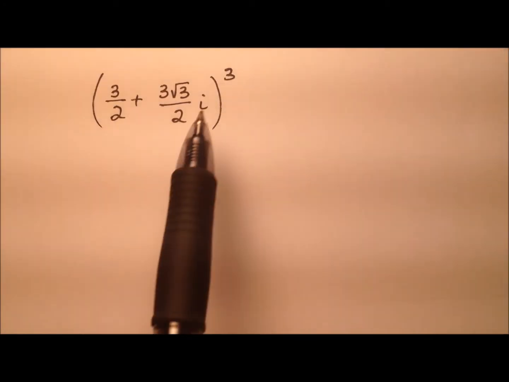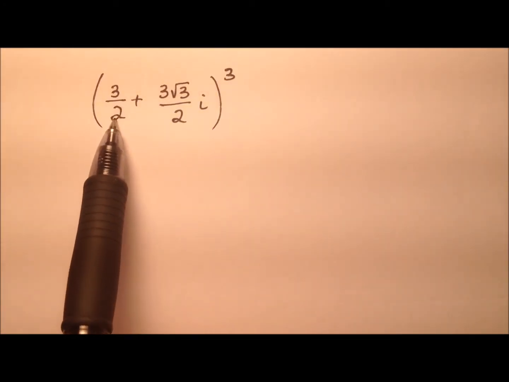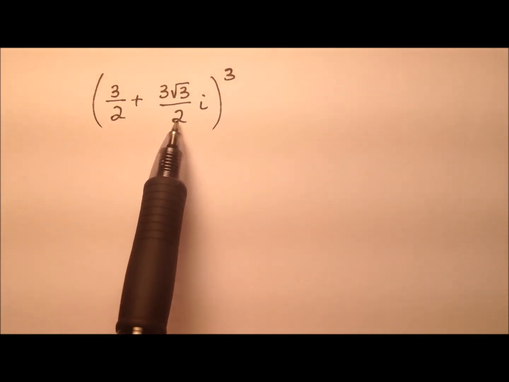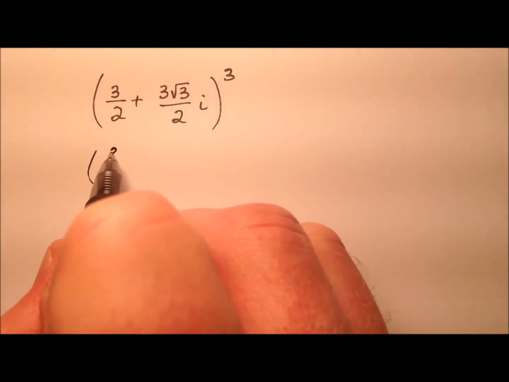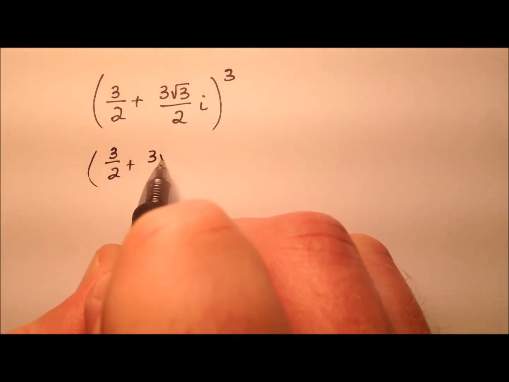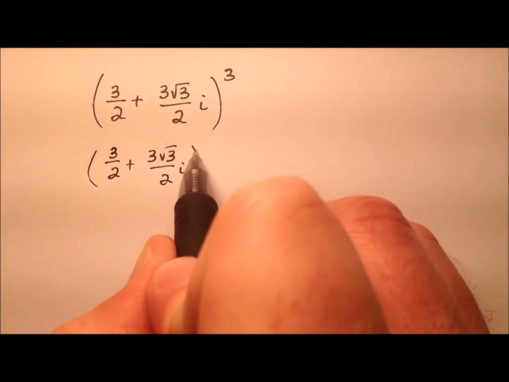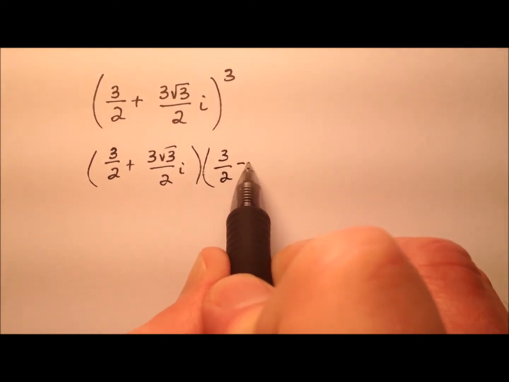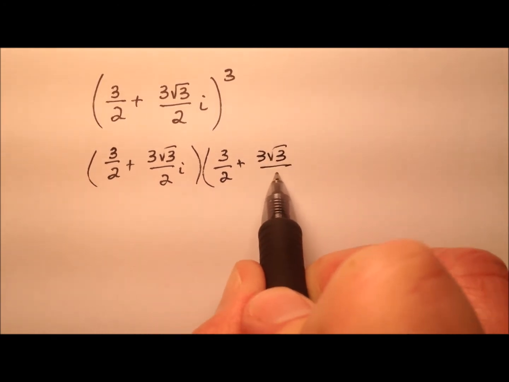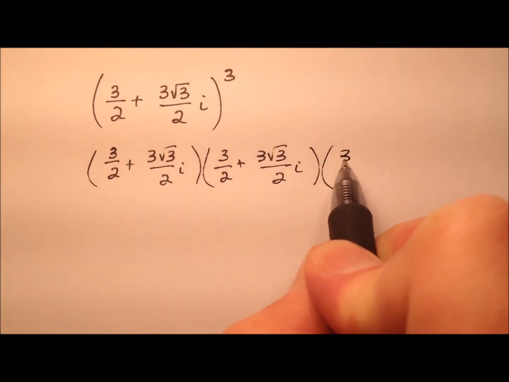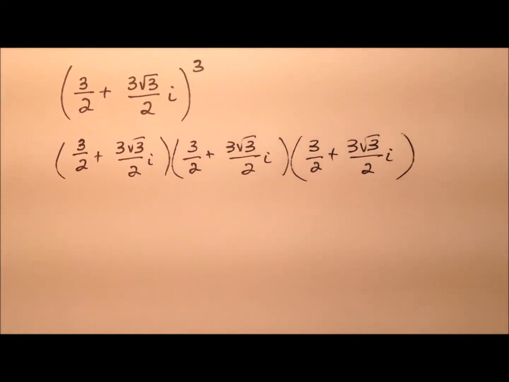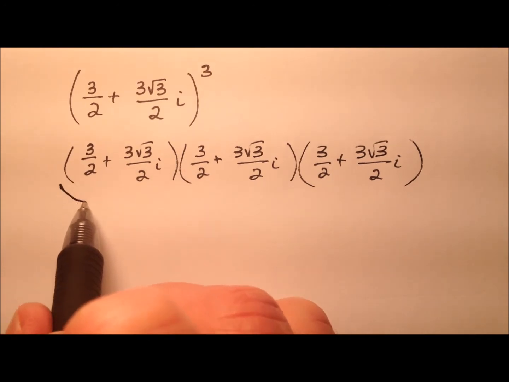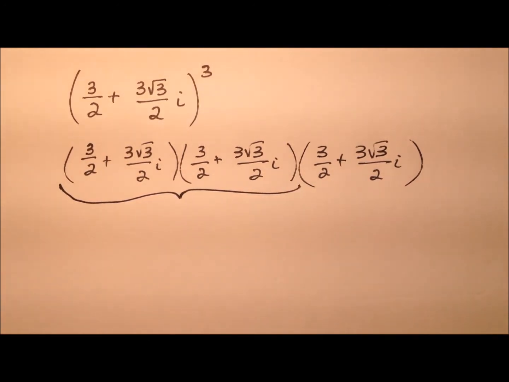In this example, we're going to cube the complex number 3/2 plus 3 radical 3 over 2 i. So in order to cube something, let's go ahead and write it 3 times. Go ahead and expand it. And here's our third one. Okay, so we can't multiply all three at the same time, so we will multiply the first two together and then take that product and multiply it by the third one.